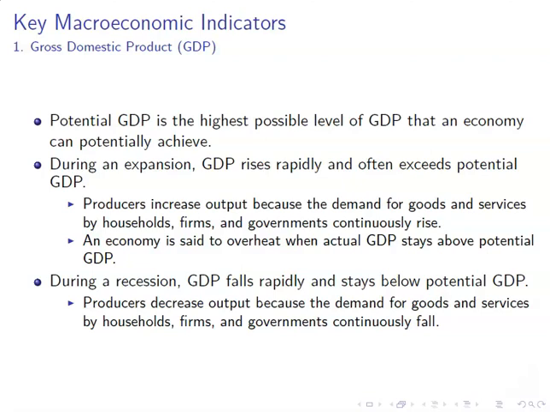On the contrary, during a recession, GDP falls rapidly and stays below potential GDP. So, when an economy is in a recession, it is not able to produce the sufficient amount of goods and services at its potential level. So, producers decrease output because the demand for goods and services by households, firms, and governments continuously fall.